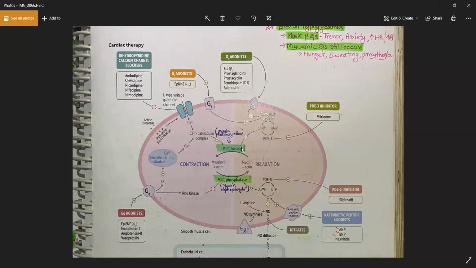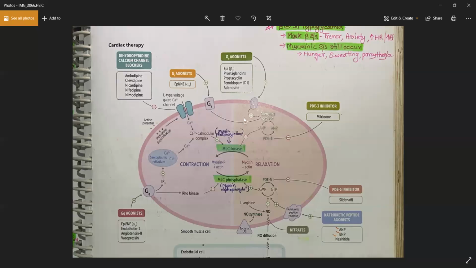The myosin cannot be attached with the phosphate. If the energy is not available, then it won't bind with the actin, and as a result, the relaxation will occur. And yes, this is a function of all the drugs which act through the beta 2 receptors, or the GS receptors. Then you have some other receptors like the GI.